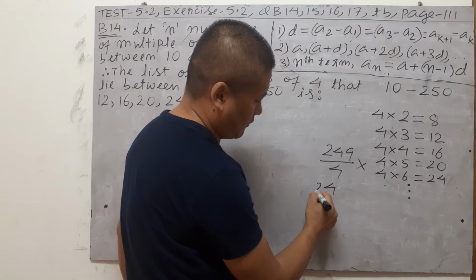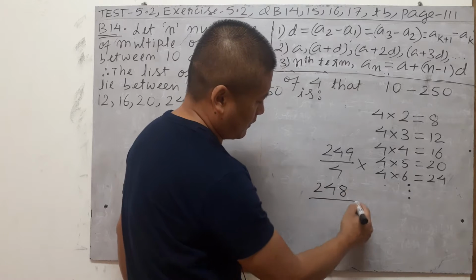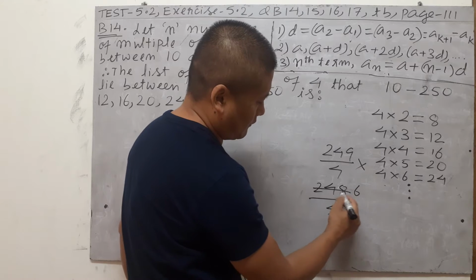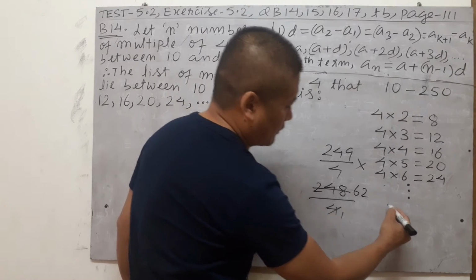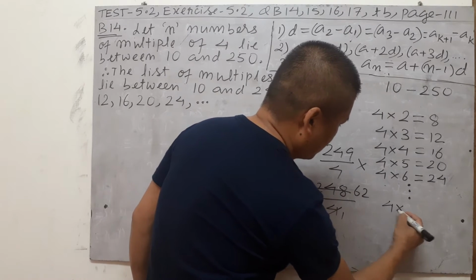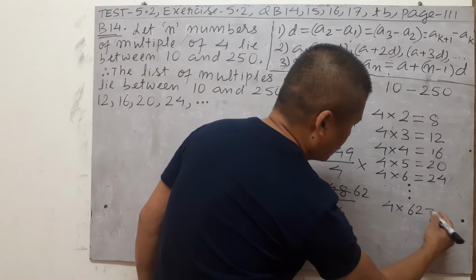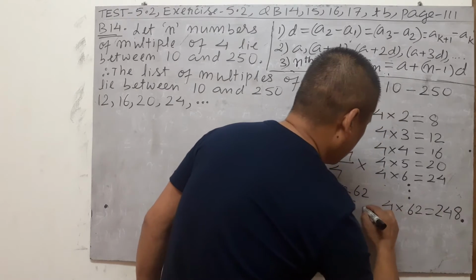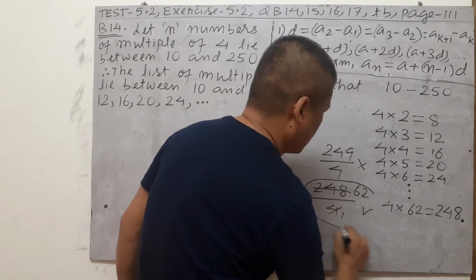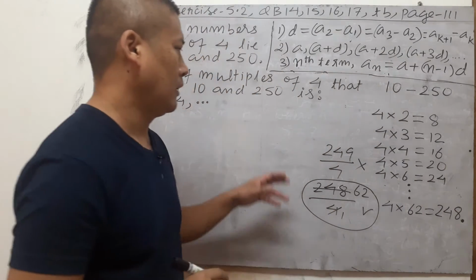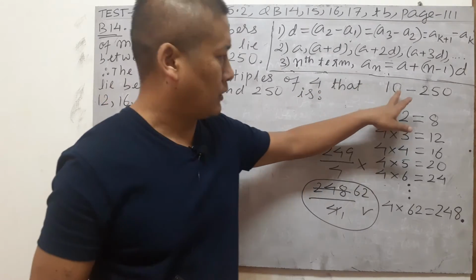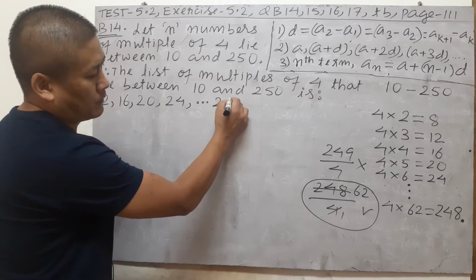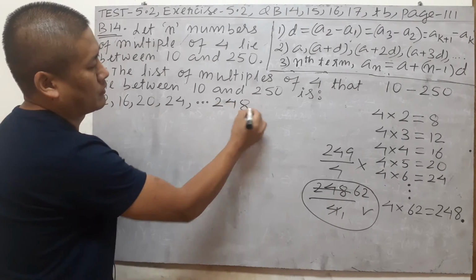So here 248, and 4 ones are 4, 4 6s are 24, 4 2s are 8. So we can see that 4 into 62 is 248. Think about it. So this is the last multiple of 4 that lies between 10 and 250. Just below 250, the last term will be 248. Like that you find out.